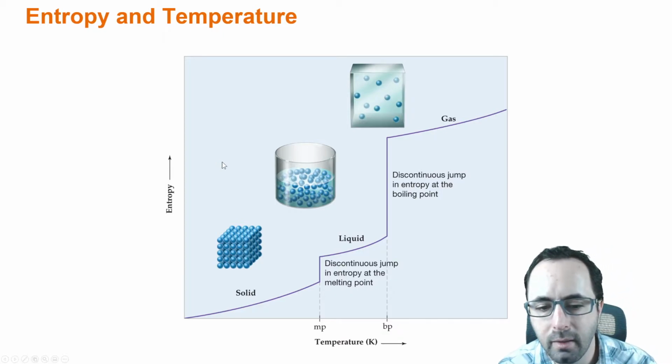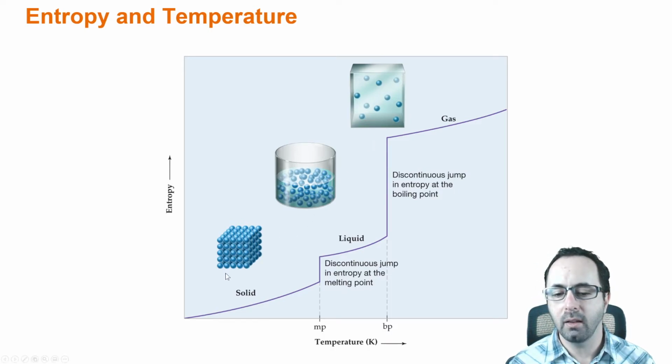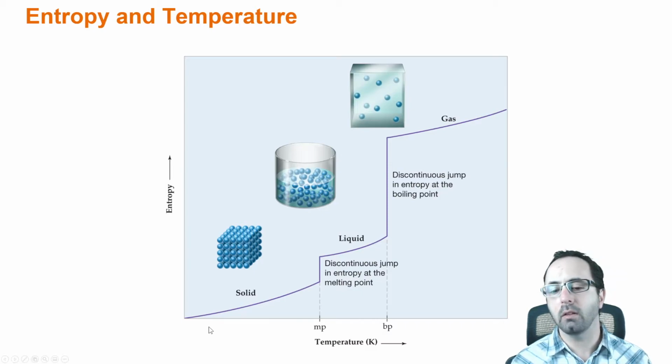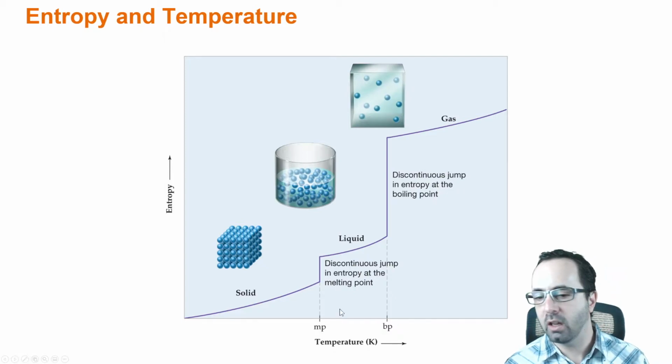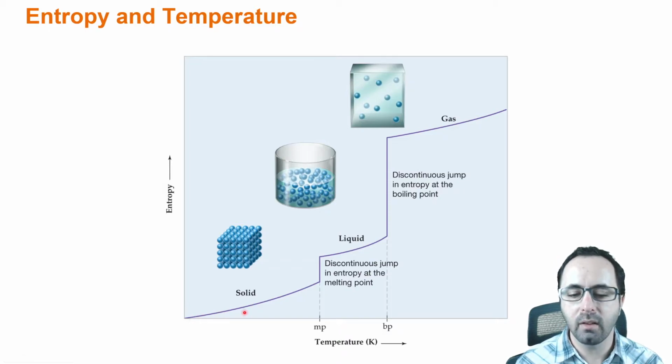So this is what we can see for a particular substance, all the same substance here, a pure substance that is having its temperature increased. So you guys know that once you get to the melting point or the boiling point, the substance has to undergo a phase change before it will increase in temperature. So you can see here, as we increase the temperature of a solid at 0 temperature in Kelvin, it is zero entropy. And as we increase the temperature, the substance remains solid, but its entropy is increasing and increasing until it gets to the melting point.